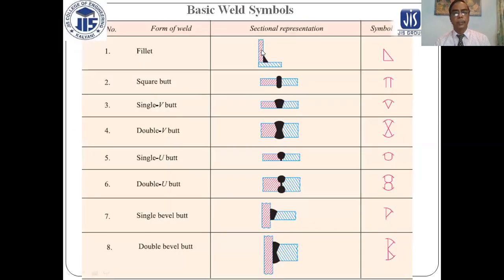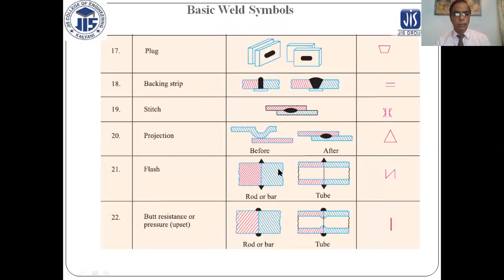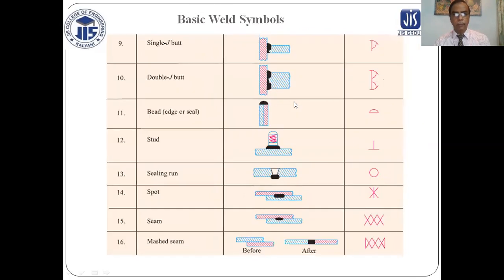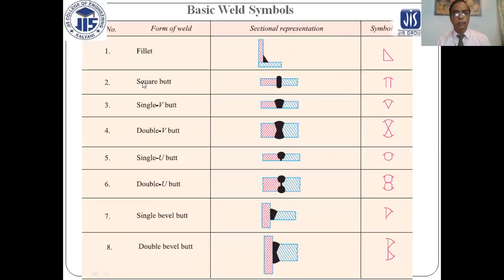These are the basic welding symbols. There are 22 symbols: fillet joint, square bars, all the symbols are there. These symbols are given in the drawing design. So the designing engineer or welding engineer will select the type of welding to be done from the symbols.